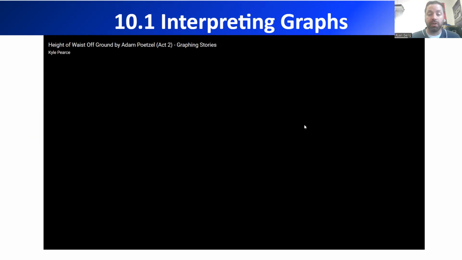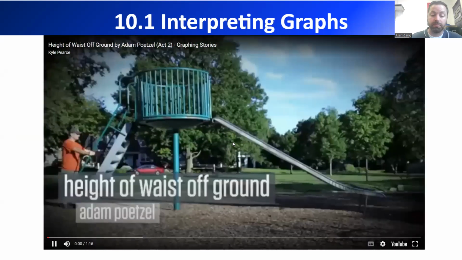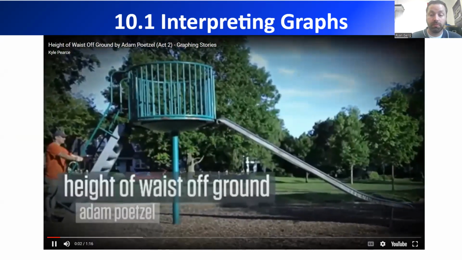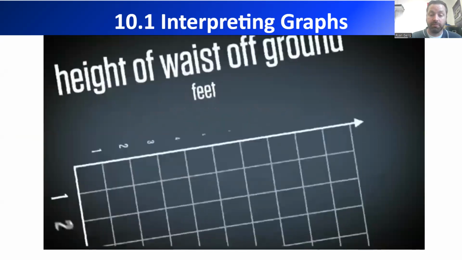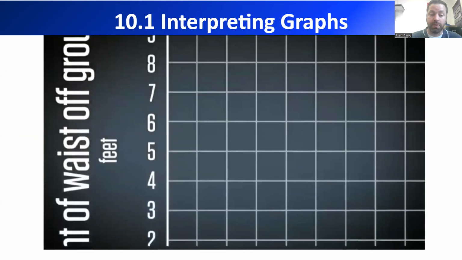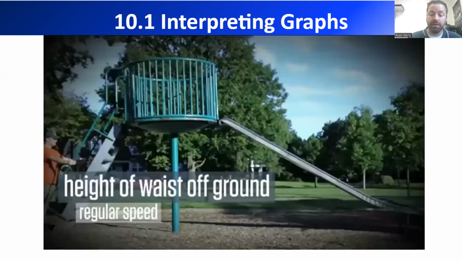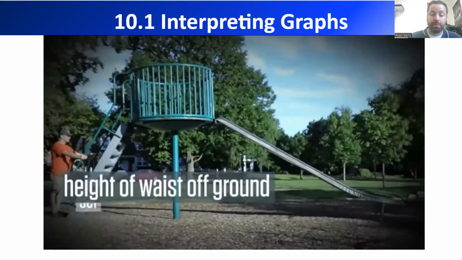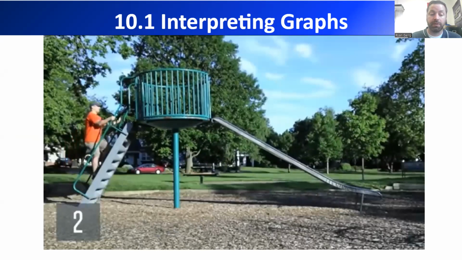So what we're going to do now is we're going to take a look at a video. And I want you to watch this person as he climbs up the ladder and goes down the slide, and pay particular attention to his height of his waist above the ground. So you see here there's a title and the label on the y-axis, height of waist off the ground. The x-axis is time. Watch his waist above the ground.